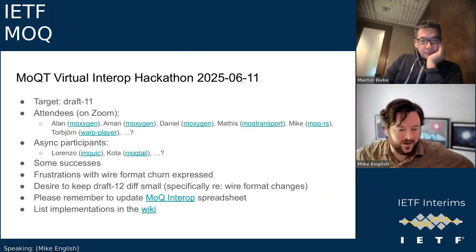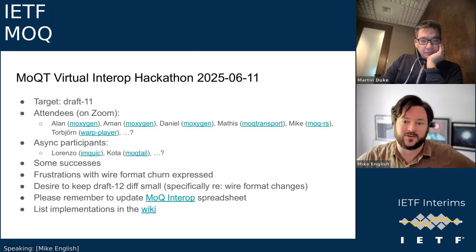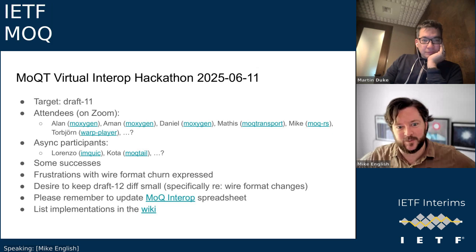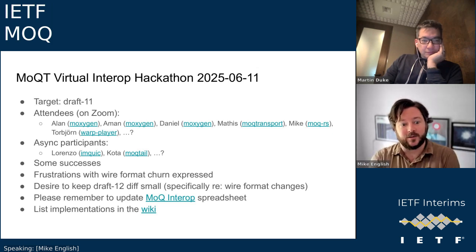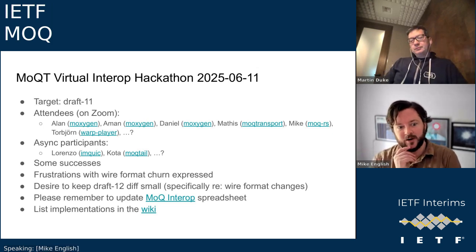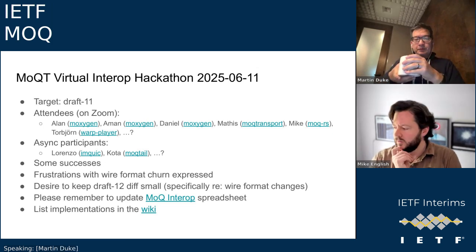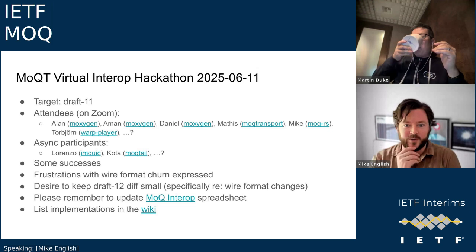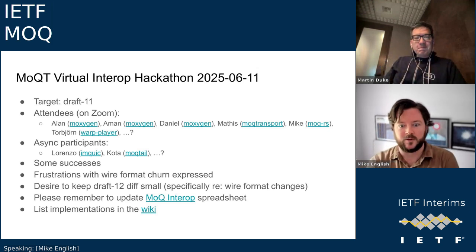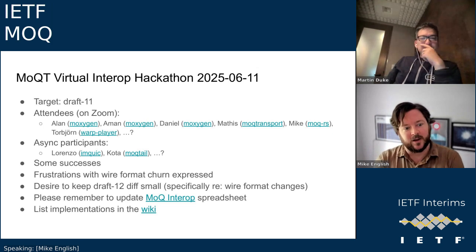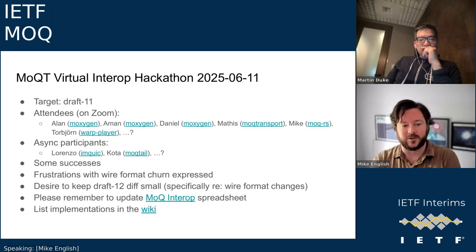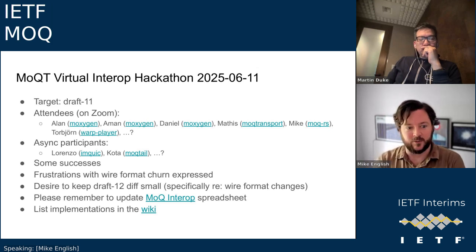There we go. So this is basically more detail on the things I had before. We had a number of participants from the Moxygen implementation. Mathis has a Go implementation, mock transport. Ivan has Warp Player and mock live server. There's an implementation that builds on Mathis's Go mock transport implementation. And then asynchronously, we had QUIC and Mocktail also testing against some of the public servers that we're running.